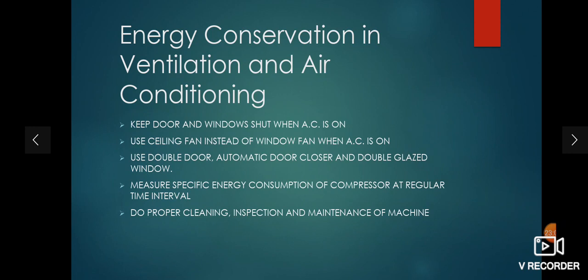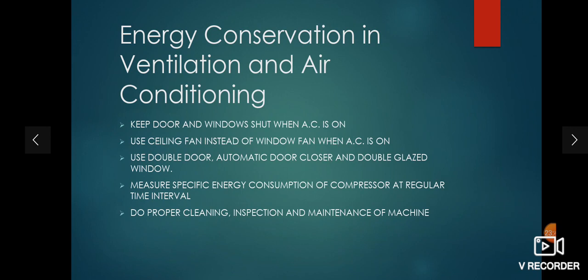Use the ceiling fan instead of the window fan when the AC is on. When the AC is on, the usual practice is to shut off the window fan and use the ceiling fan. Then use a double door with an automatic door closer or a double glazed window. Then measure the energy consumption of the compressor at regular time intervals, which means you should do maintenance periodically and regularly. In the same way, do proper cleaning, inspection and maintenance of the machine.